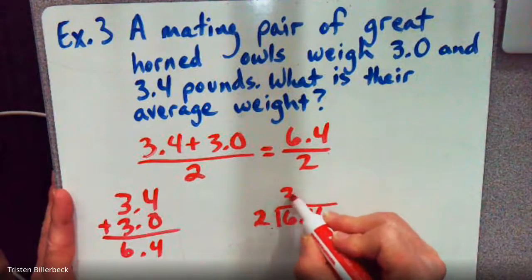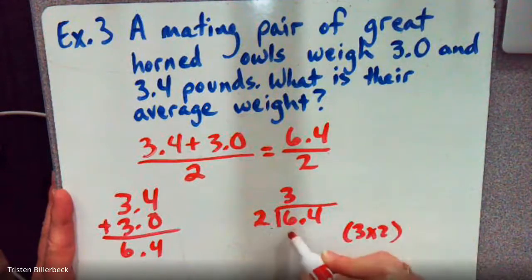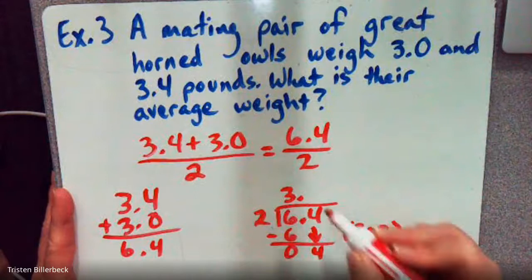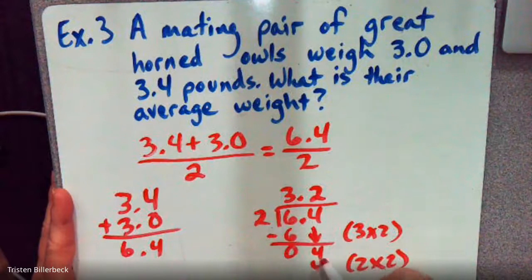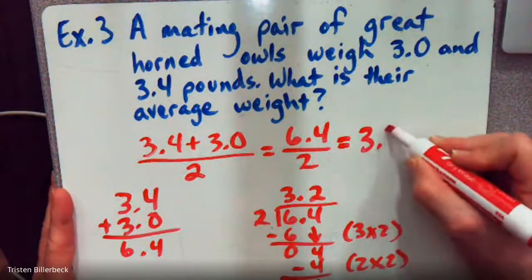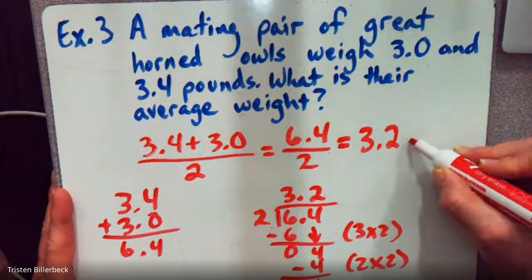So there are 3 2s in 6. So 3 times 2 is 6. So that zeroes out. We drop the 4 down. The decimal goes right here. And we know that there are 2 2s in 4. So we subtract and we have 0. So we found that the average weight of the great horned owls is 3.2 pounds.